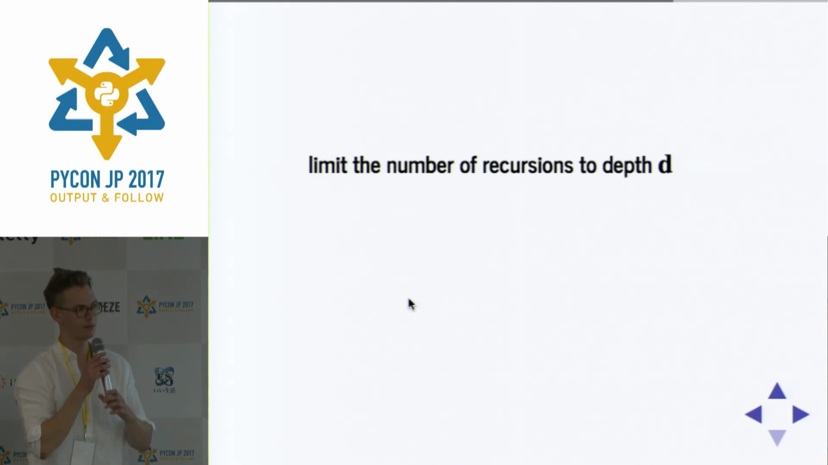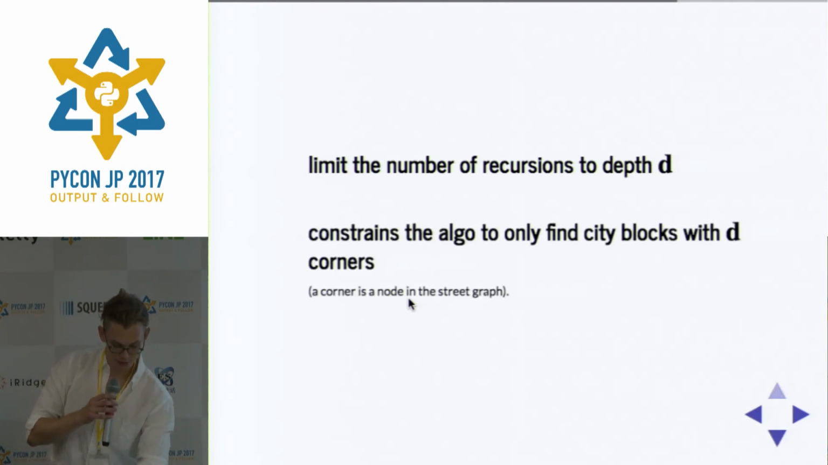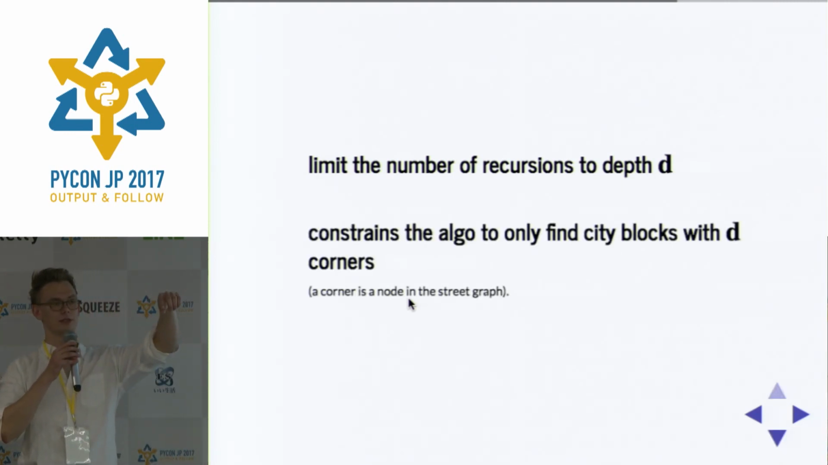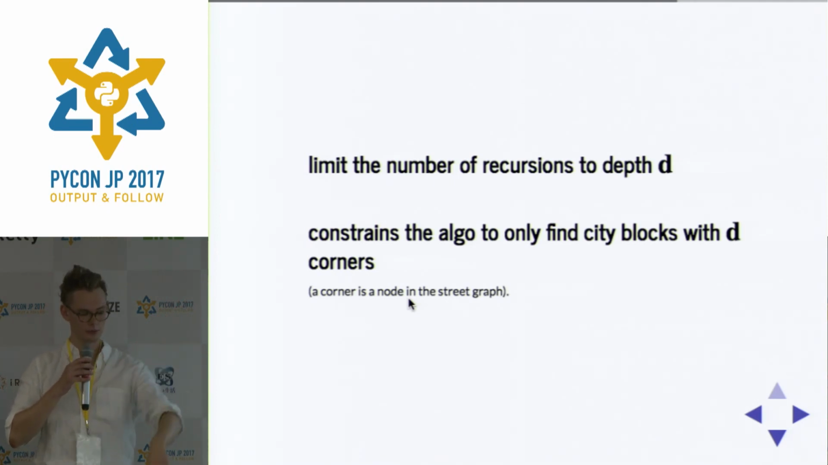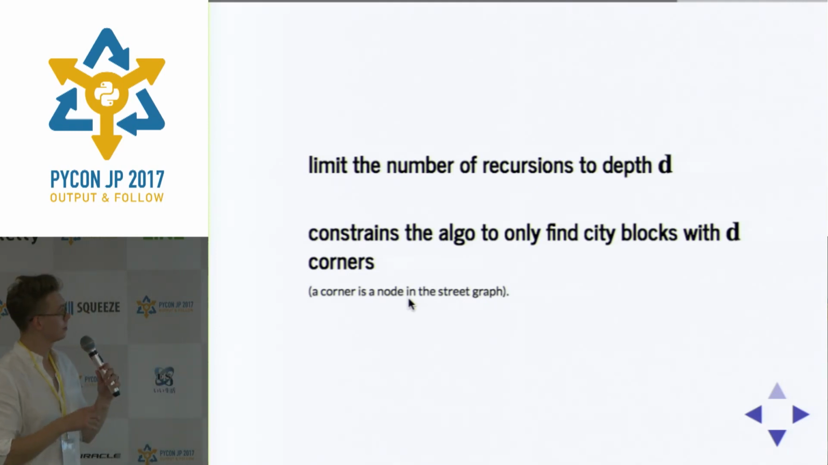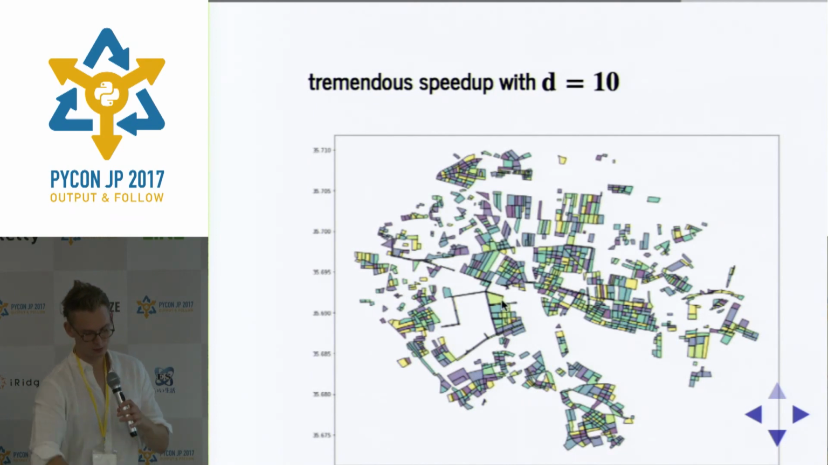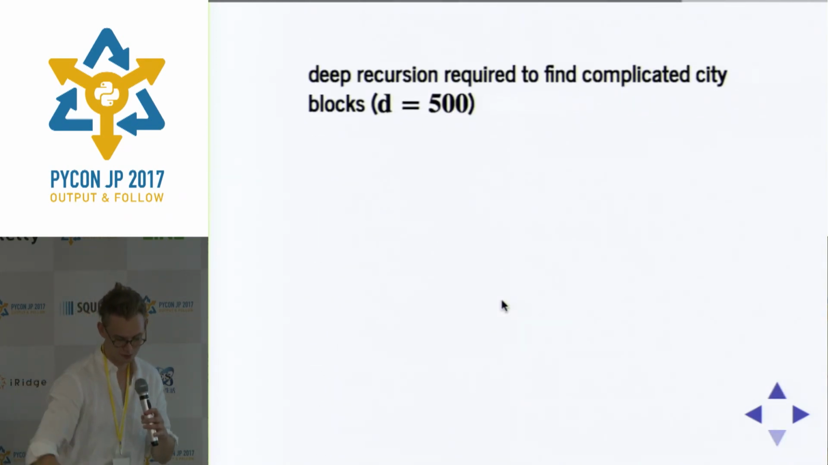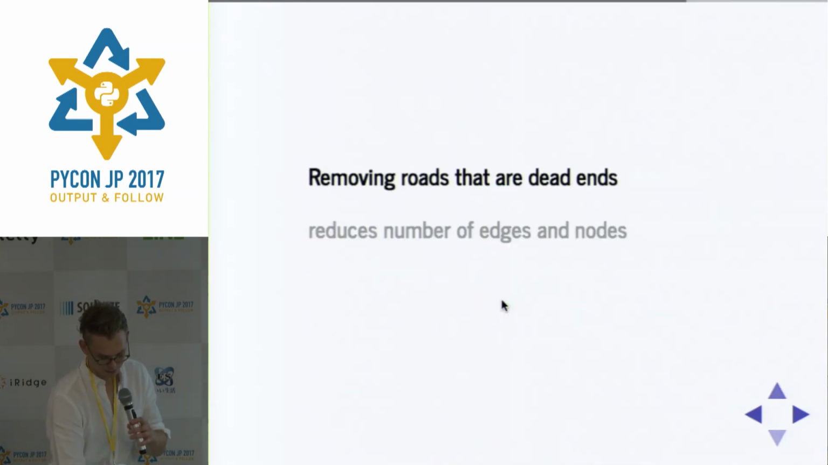So one of the main ways to speed it up was to limit the recursion depth, which means that if we limit the recursion depth to D, we can only find city blocks encircled by D roads. So if we limit it to 10, we find only the very simple city blocks. So we really have to crank up the recursion depth to find the more complicated city blocks.